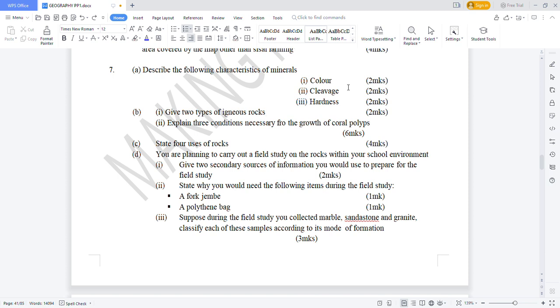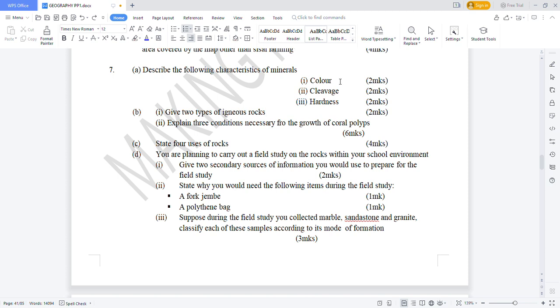Then question 7 part D was about field work, field study. So you are planning to carry out a field study of the rocks within your school environment. The first question, D1, give 2 secondary sources of information you would use to prepare for the field study.